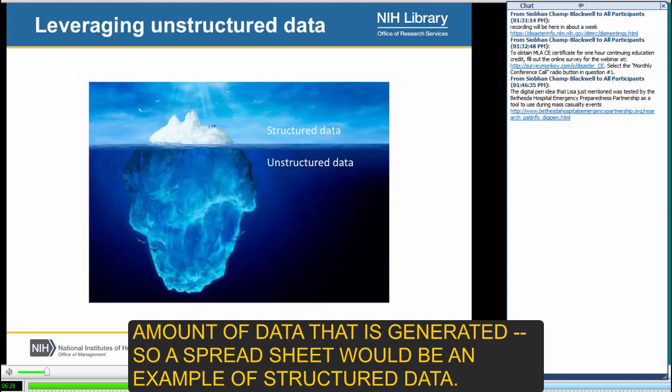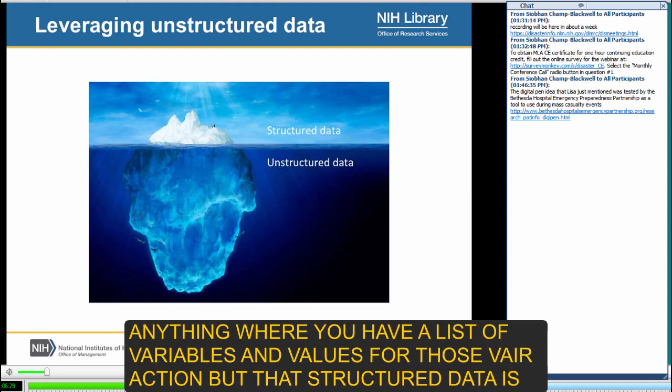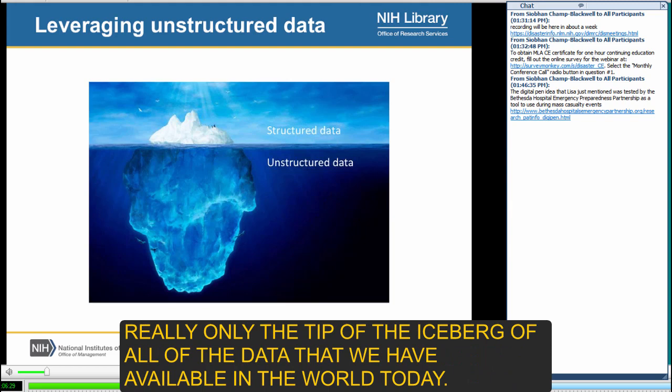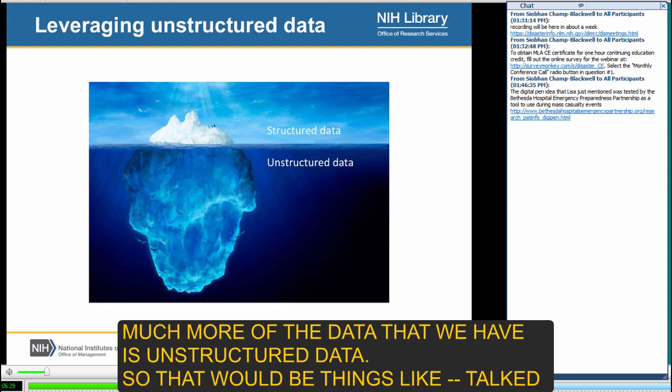Another thing that I think is going to be increasingly important going forward is figuring out how we can make use of what's called unstructured data. So the structured data is that sort of well-organized, neatly labeled data. So a spreadsheet would be an example of structured data. Anything where you have a list of variables and values for those variables. But that structured data is really only the tip of the iceberg of all of the data that we have available in the world today.